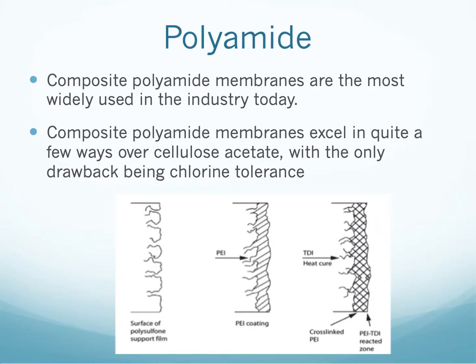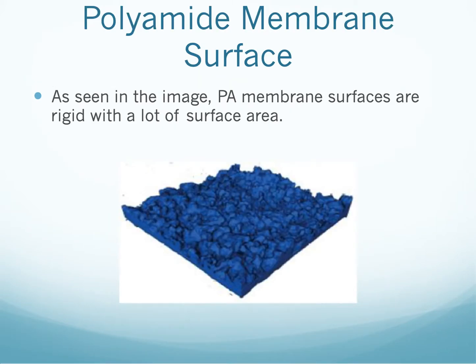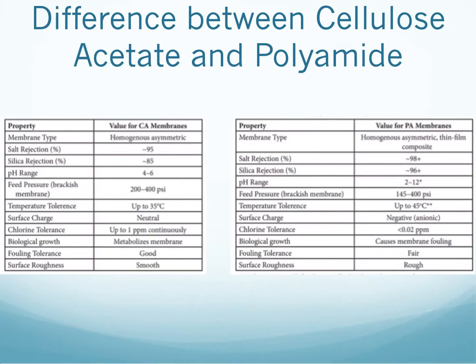And next, one of the most popular versions for reverse osmosis membranes today is the use of the material composite polyamide, and here it excels in quite a few ways over that of cellulose acetate, with the only drawback being chlorine tolerance. The polyamide membrane surface is shown here. As one can see, it is very rigid at the molecular level, which results in a high surface area and more room for water to efficiently transport across the membrane.